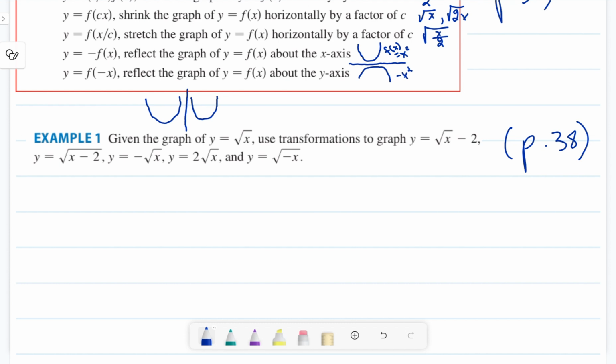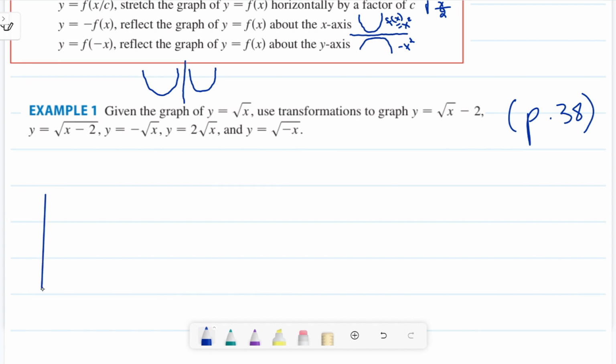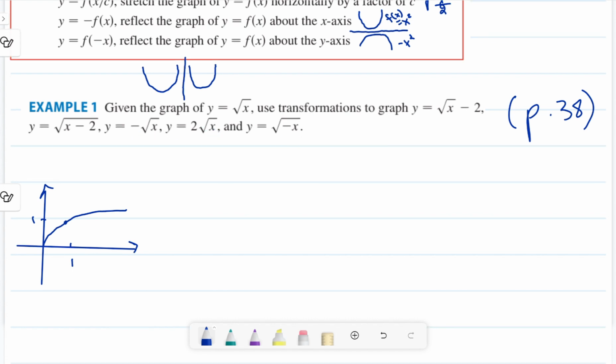Now let's look at an example. Given the graph y equals square root of x, which I will give to you right now, the graph of y equals square root of x is this, where approximately here we have a point (1, 1). Given this graph, use transformations to graph y equals square root of x minus 2, y equals square root of (x minus 2), where everything under the square root is x minus 2, y equals negative square root of x, 2 square root of x, and square root of negative x.